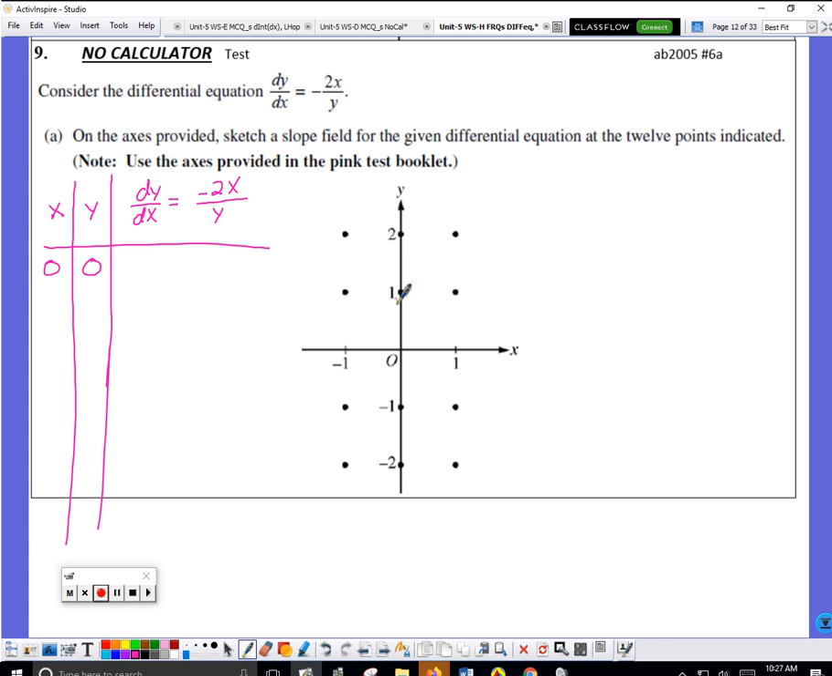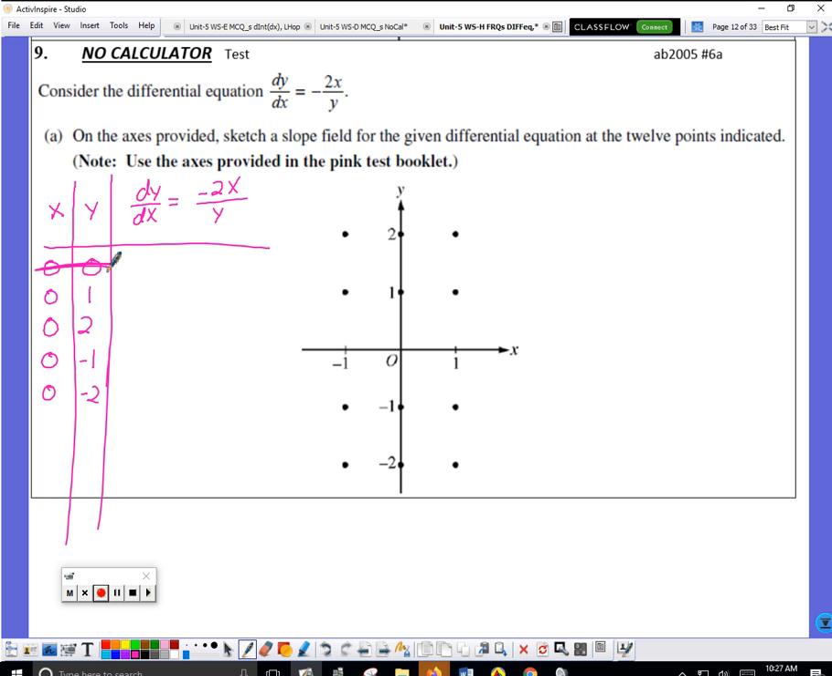So I say when x is 0, so look here, when x is 0, y could be 0, y could also be 1, y could be 2, y could be negative 1, y could be negative 2. This one is not required because there's no dot right there, so just cross that off.